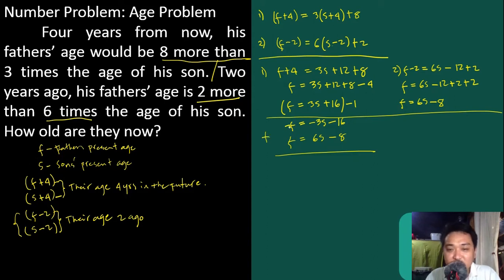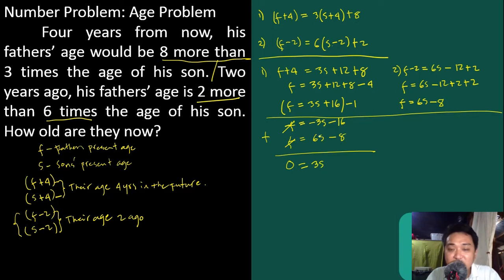So, automatic, pag nag-add tayo, since yung isa negative, yung isa positive, maka-cancel tong f. And negative plus positive is 0. Negative 1 plus positive 1 is 0. How about here? We have 6s minus 3s. Katumbas din yan nung negative 3s plus 6s. So, that will be 3s.